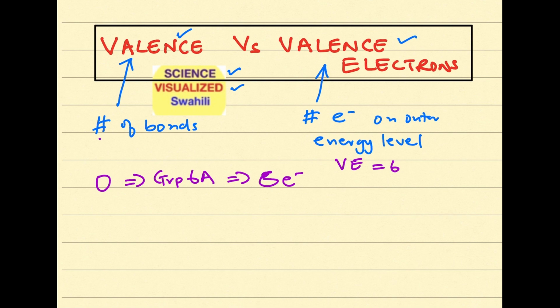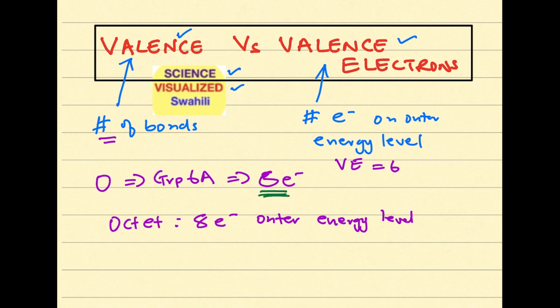But the number of bonds formed by oxygen is determined by how many electrons are required to form an octet. The octet rule basically states that atoms attain stability when they have 8 electrons on the outer energy level. So looking at oxygen, we have 6 electrons, and therefore we are missing 8 minus 6, which equals 2 electrons. So that means oxygen will form 2 bonds, and therefore it has a valence of 2.